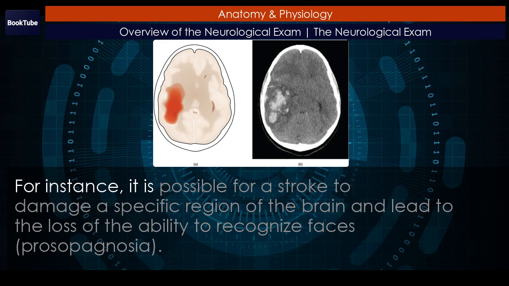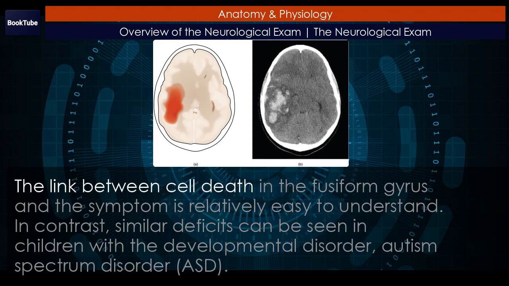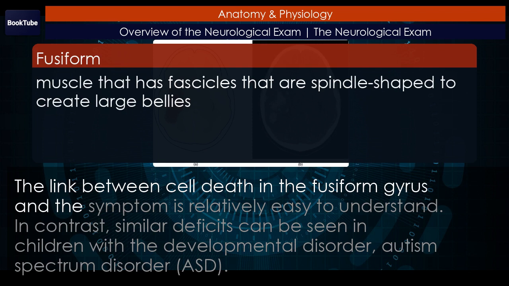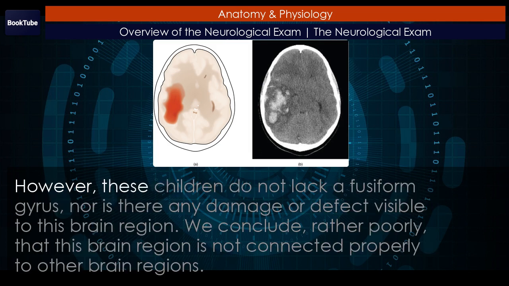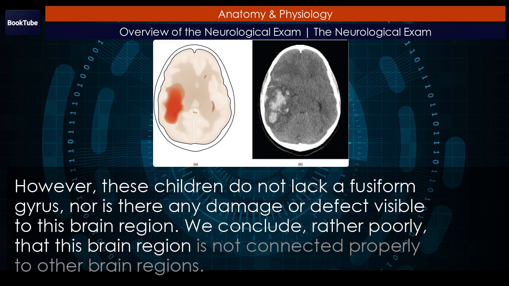For instance, it is possible for a stroke to damage a specific region of the brain and lead to the loss of the ability to recognize faces, prosopagnosia. The link between cell death in the fusiform gyrus and the symptom is relatively easy to understand. In contrast, similar deficits can be seen in children with the developmental disorder, autism spectrum disorder, ASD. However, these children do not lack a fusiform gyrus, nor is there any damage or defect visible to this brain region. We conclude, rather poorly, that this brain region is not connected properly to other brain regions.